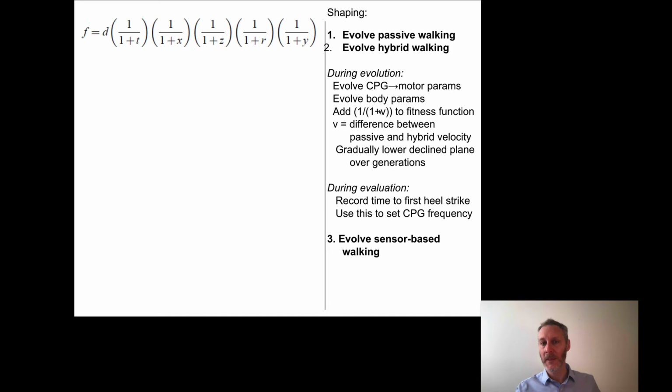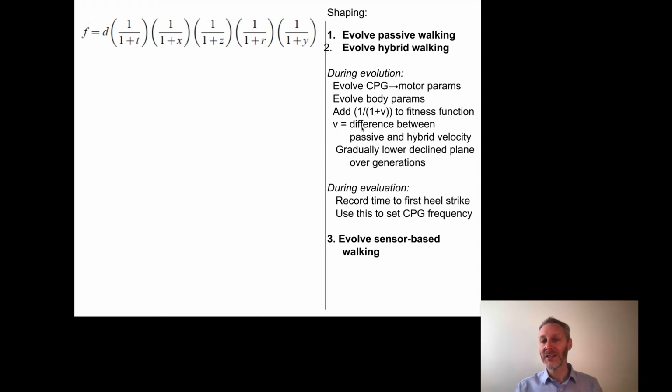They continued to evolve the 22 body parameters, but they added a seventh term to the fitness function. 1, 2, 3, 4, 5, 6. They added a seventh term, 1 over 1 plus v. 1 over 1 plus v has the same form as these 5 penalty terms. So even though we don't know what v is yet, we know that we're now trying to penalize v. We want v, which is going to be a positive value, to be as close to 0 as possible.